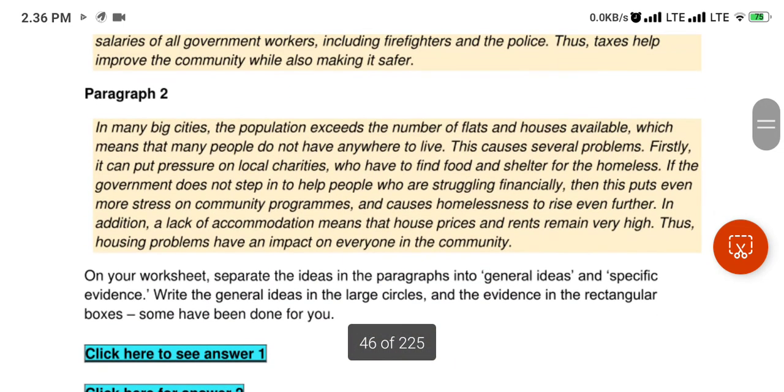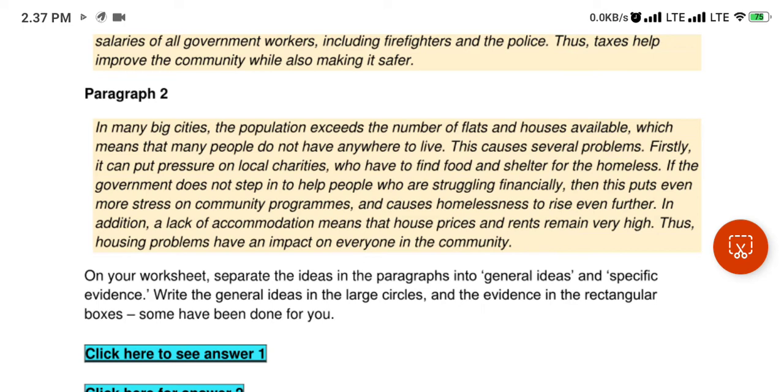Paragraph 2. In many big cities, the population exceeds the number of flats and houses available, which means that many people do not have anywhere to live. This causes several problems. Firstly, it can put pressure on local charities who have to find food and shelter for the homeless.